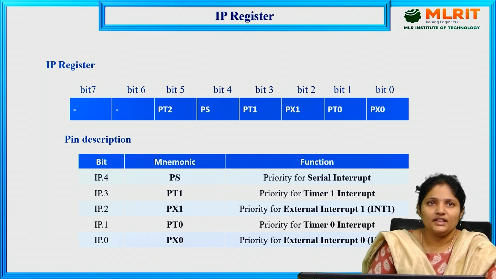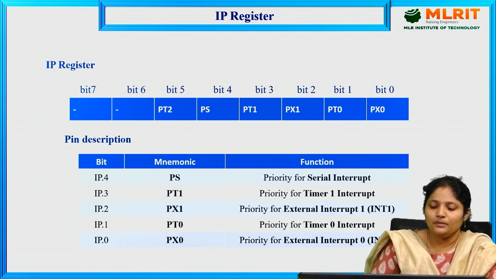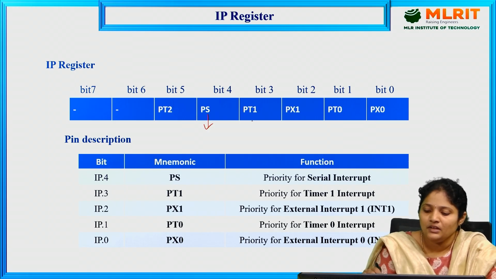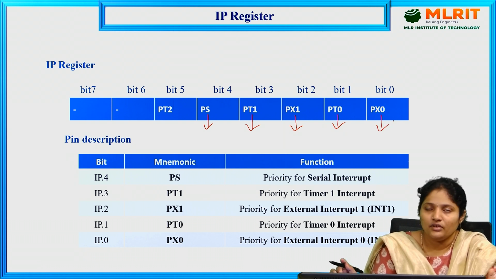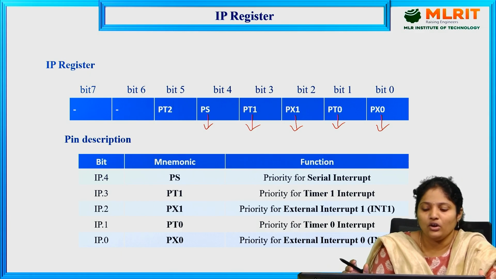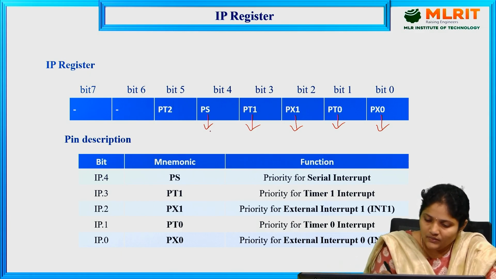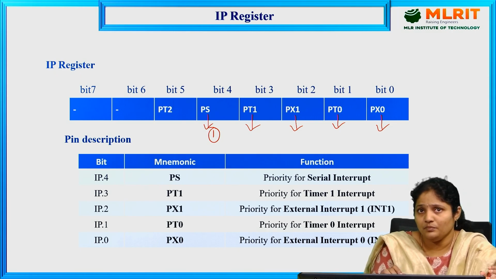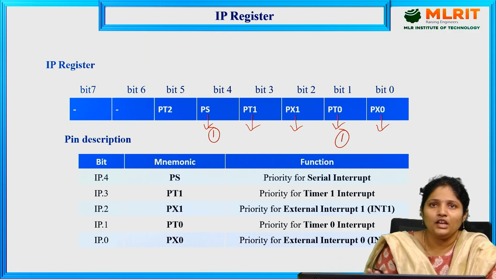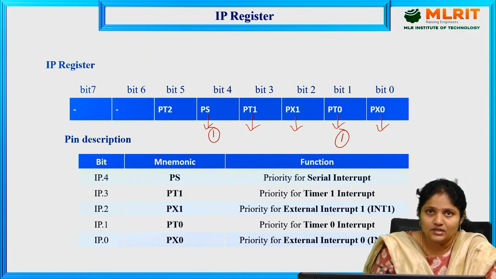Next is the IP register. Here PS is the serial port interrupt, PT1 is the timer 1 interrupt, PX1 is the external 1 interrupt, PT0 is the timer 0 interrupt, and PX0 is the external 0 interrupt. So this is the priority. If we want to set priority for the serial port interrupt, we need to keep 1 here. If we want to set priority for the timer 0 interrupt, we need to keep 1 here. For the remaining interrupts, we keep zeros.